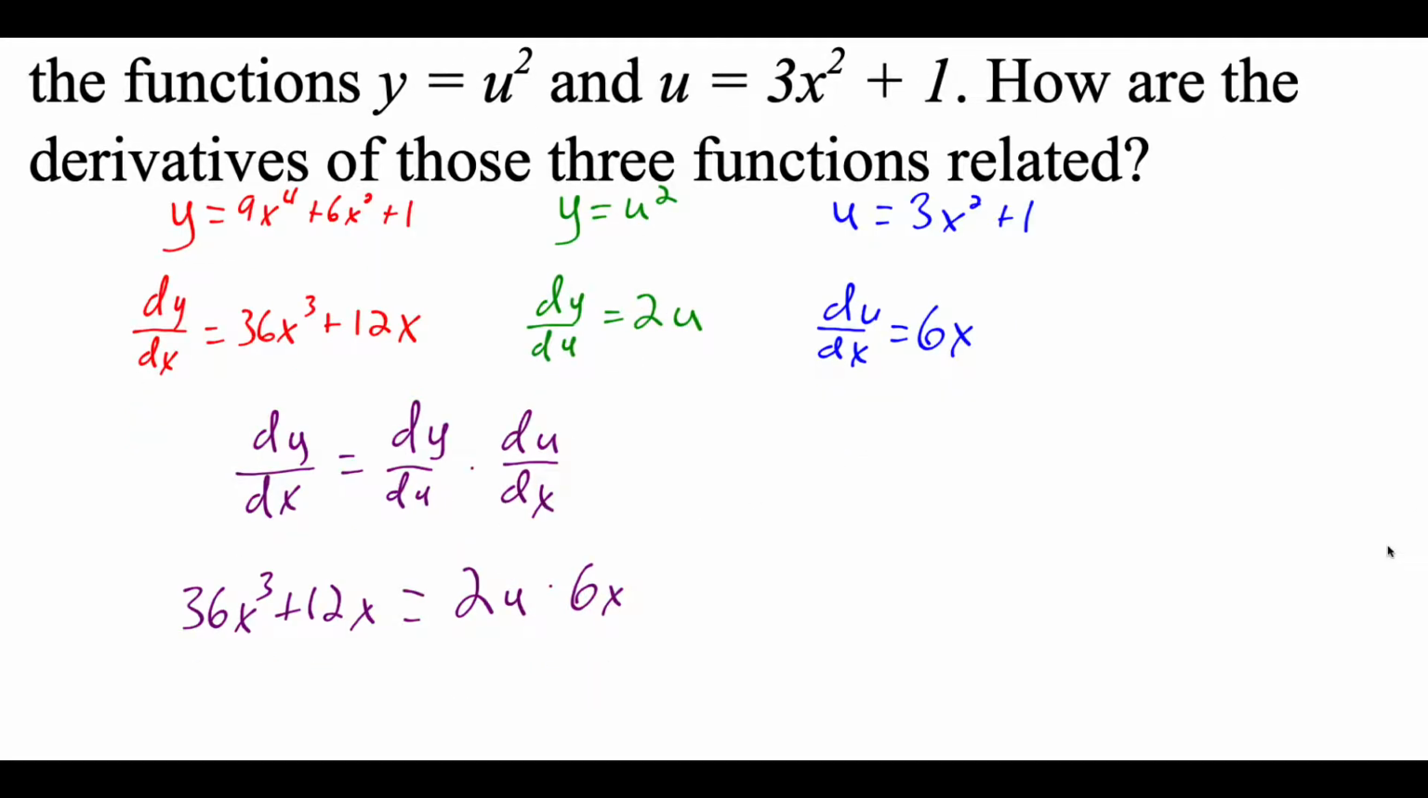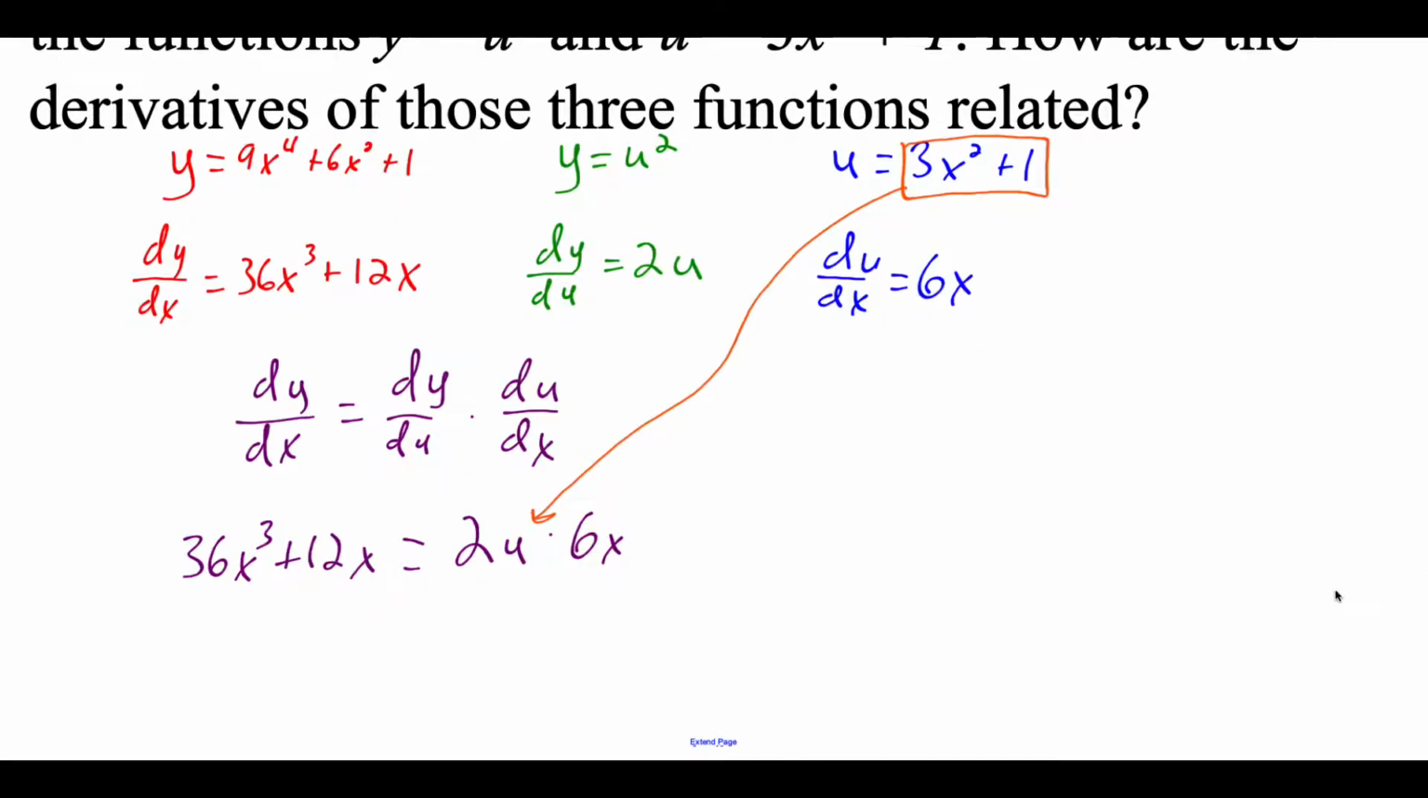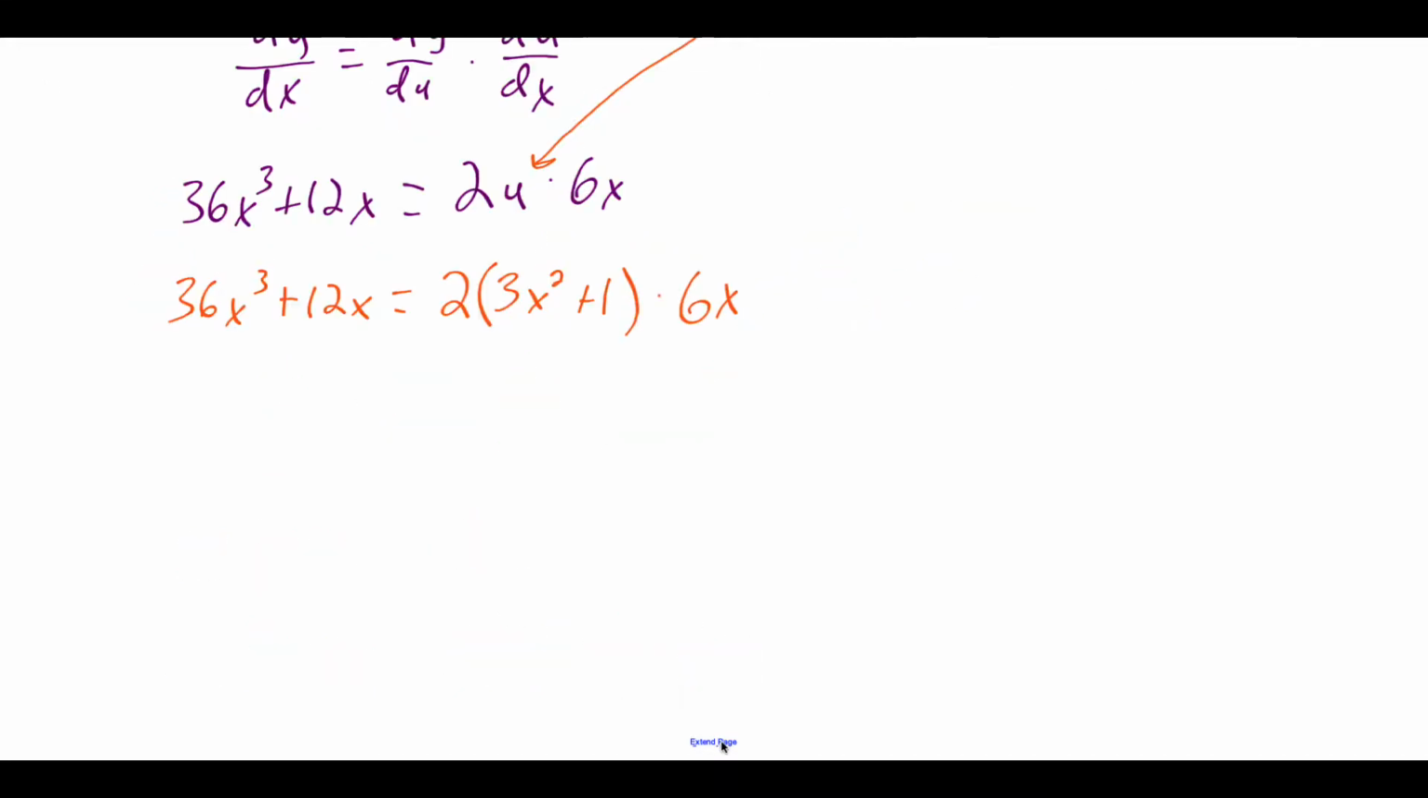Now there's a little bit of substitution that we have to do in order to make this relationship work. We know that our u value is 3x squared plus 1, so I'm going to plug that in for u. So then this is going to say 36x cubed plus 12x is equal to 2 times (3x squared plus 1) times 6x. And if we look at simplifying that right-hand side, if I distributed this 2 in, I would get 6x squared plus 2, but then I would still have to multiply by this 6x on the outside.